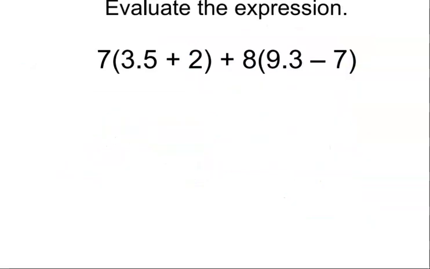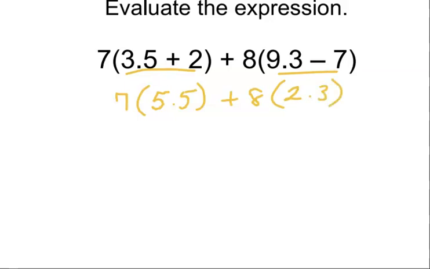All right, so we now need to evaluate the expression. So we have to follow PEMDAS, which means we have to do the parentheses first, right? So we're going to have 7 times, 3.5 plus 2 is 5.5. 3 plus 2 is 5, right? Plus 8 times, 9.3 minus 7. 9 minus 7 is 2, so it's 2.3. So now we just have to multiply. We have to multiply 7 times 5.5 and 8 times 2.3.